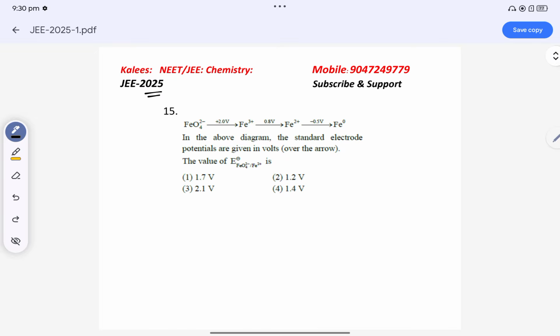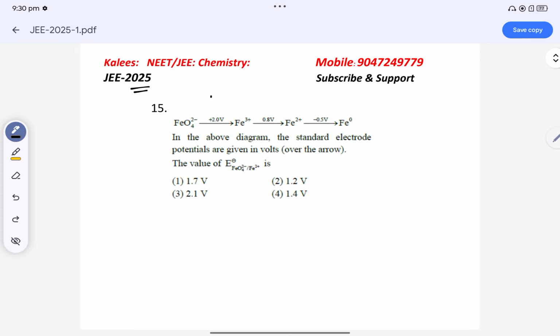Here the conversion value is given, the E naught value is given as 2 volt for this conversion. Similarly, Fe3+ to Fe2+ is 0.8 volt, which is also an E naught value. We know one of the familiar equations: del G naught is equal to minus n E naught F.